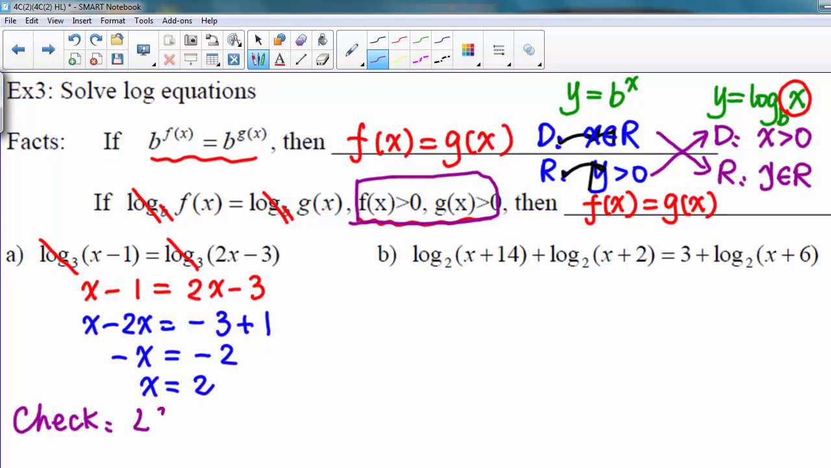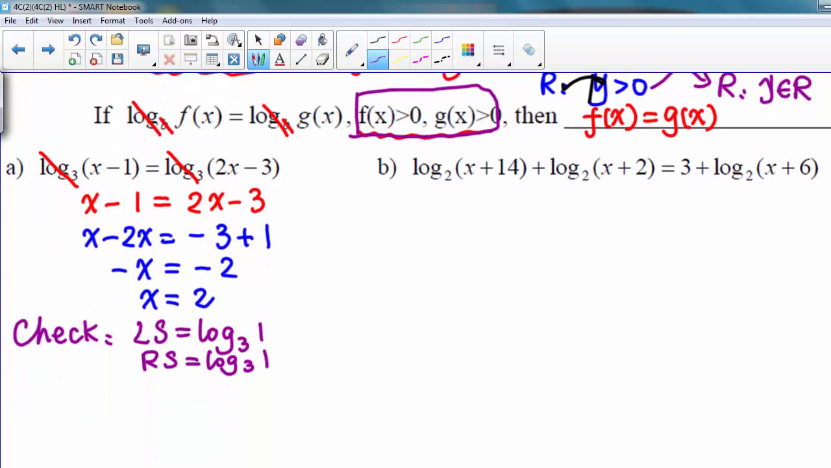So you will see the left side is log 3, plug 2 in for x is 1. And the right side is also log 3, 1. The left side is equal to the right side. This means x equals 2 fits the arguments and fits the log equation as well. So x equals 2 is the solution of this log equation.